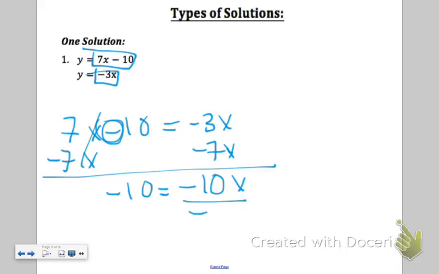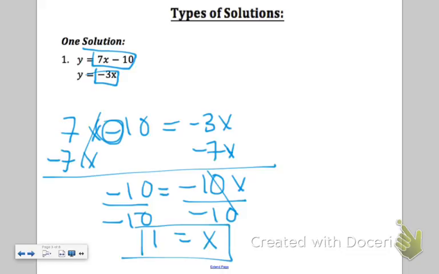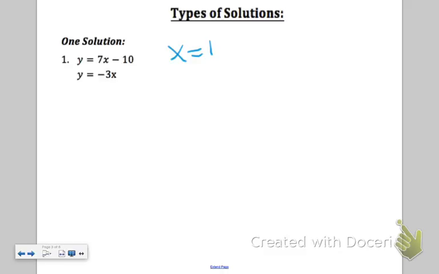To get the variable by itself, we divide by negative 10 on both sides of the equal sign, and x is equal to positive 1. A negative divided by a negative is always positive. So the x-coordinate of our point is positive 1. Since both of these equations are in slope-intercept form, and we have y by itself, we can substitute 1 into either one of these equations to solve for y.